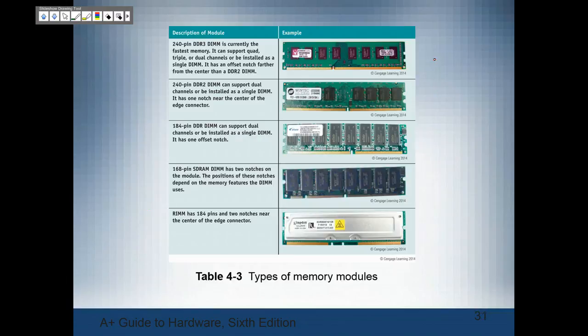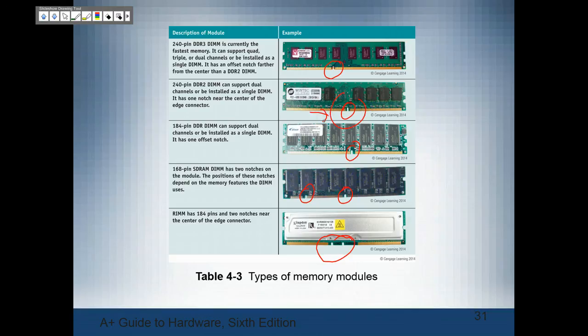These pictures are all in the book, or you can look on the internet to see what they look like. Each of them, you'll notice, has a notch in it, and they're all in a slightly different position so that you can't put the wrong kind of memory in the wrong memory slot, theoretically anyway, or install the memory backwards. Some of them look like they're in the middle, but they are a little bit offset, so that you can't go there.